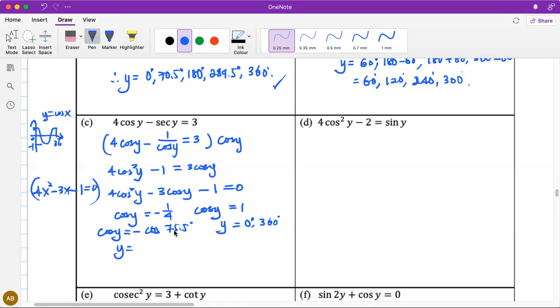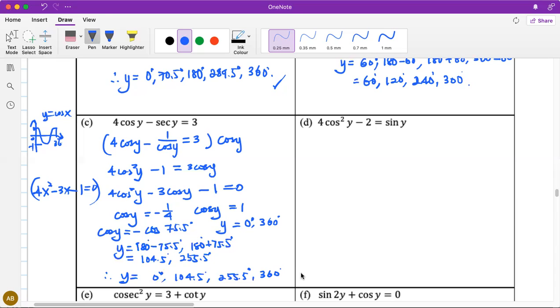Negative cos 75.5. This means in quadrant 2 and 3. So it's 180 minus 75.5 degree and 180 plus 75.5 degree. So you get 104.5 degree and 255.5 degree. So lastly, what is your y? Y will be 0 degree, 104.5 degree, 255.5 degree, and 360 degree.